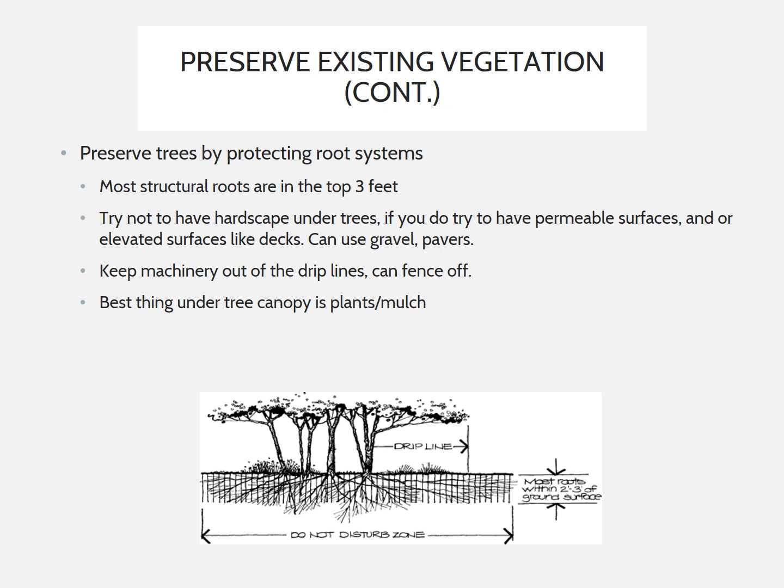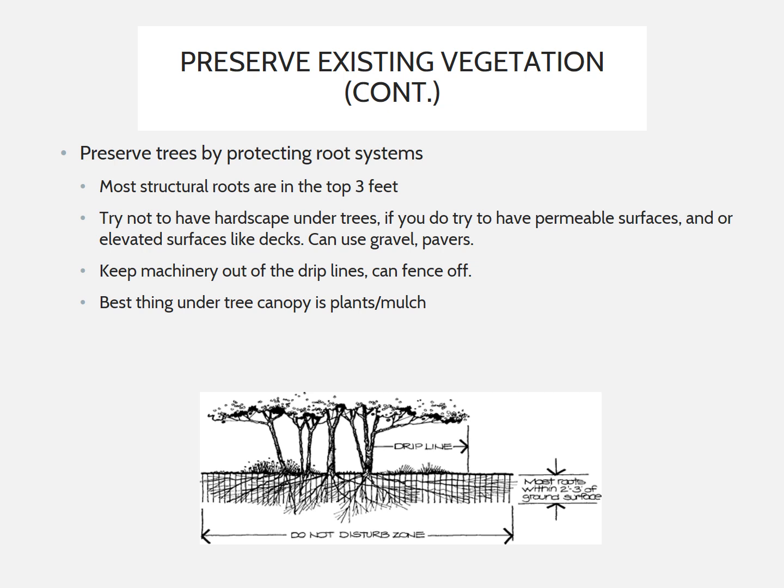And you always want to protect the tree's root systems. So the structural roots are in the top 3 feet. So it's always best to try not to have hardscape under tree canopies. And if you do, use permeable surfaces and or elevated surfaces like decks. So you can use gravel. You can use pavers, but it's not going to be as good as using gravel or a deck. But at least, if you have some space in between your pavers, like with permeable pavers, it would be better than having solid concrete.